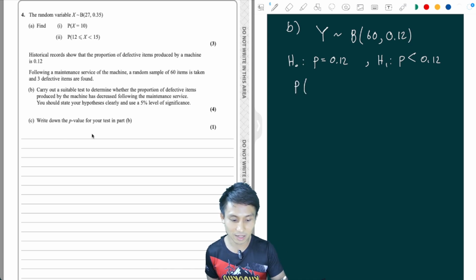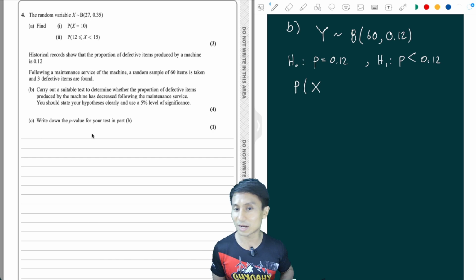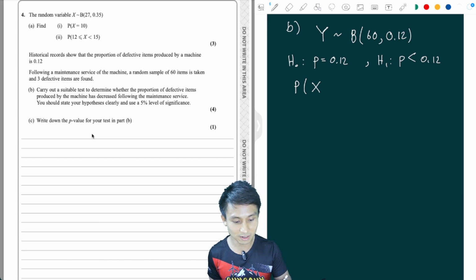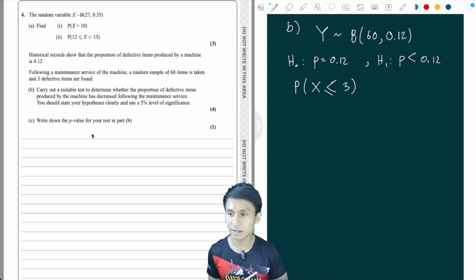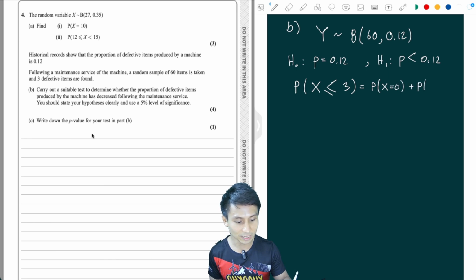All right, so we calculate the probability. Again, we're going to use binomial, and I don't have a calculator again to do that. So we're going to calculate the probability of x, because this is a left tail, right? It's a less than. So we do x less than or equal to 3, because that is the number of defective items in the sample. And we find that. Again, because I don't have a calculator to do that, I'm just going to list all the possible P's there.